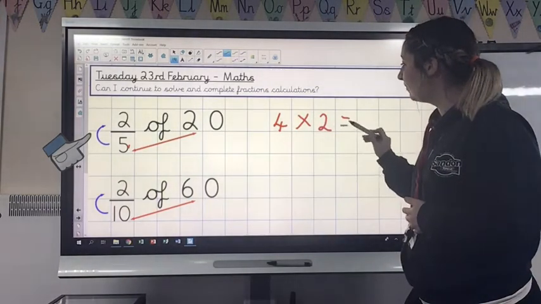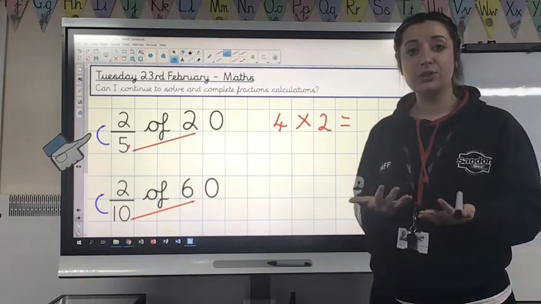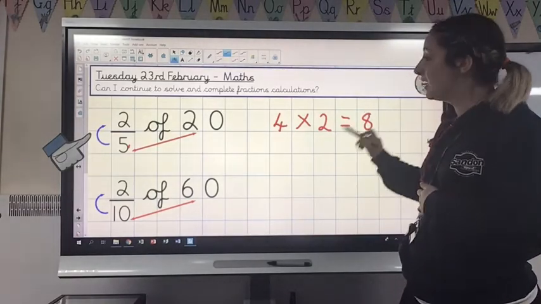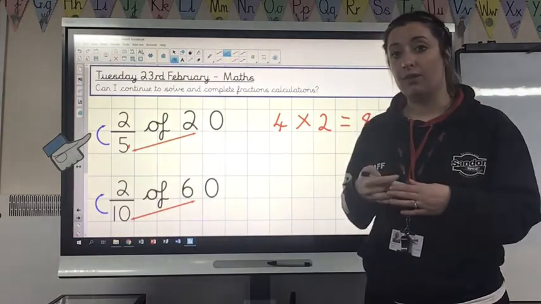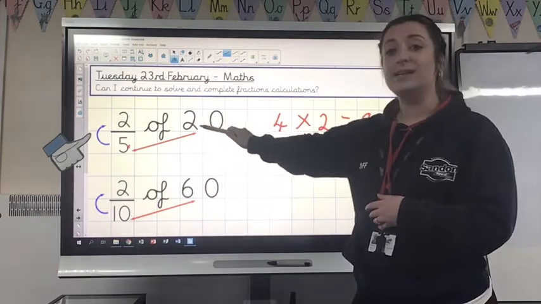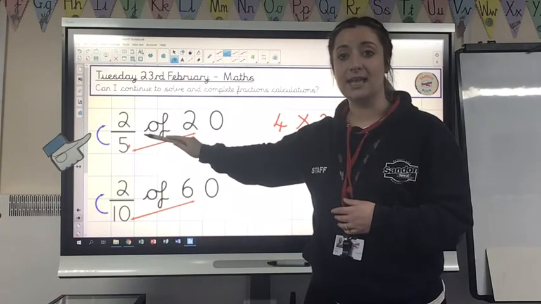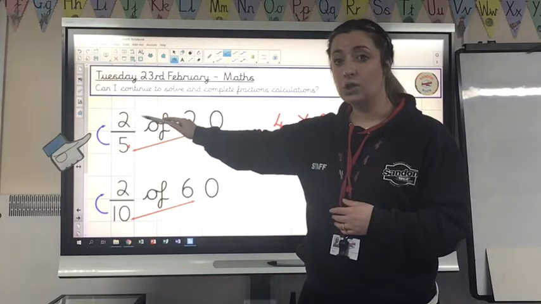Now we were looking at our 4 times table, weren't we. 4 times 2 is 8. So now we have worked out what 2/5 of 20 are. Now let's just recap how we've got there. First of all, we divided 20 by 5, which we've done in our previous slide. But rather than having 1/5, now we've got 2/5.